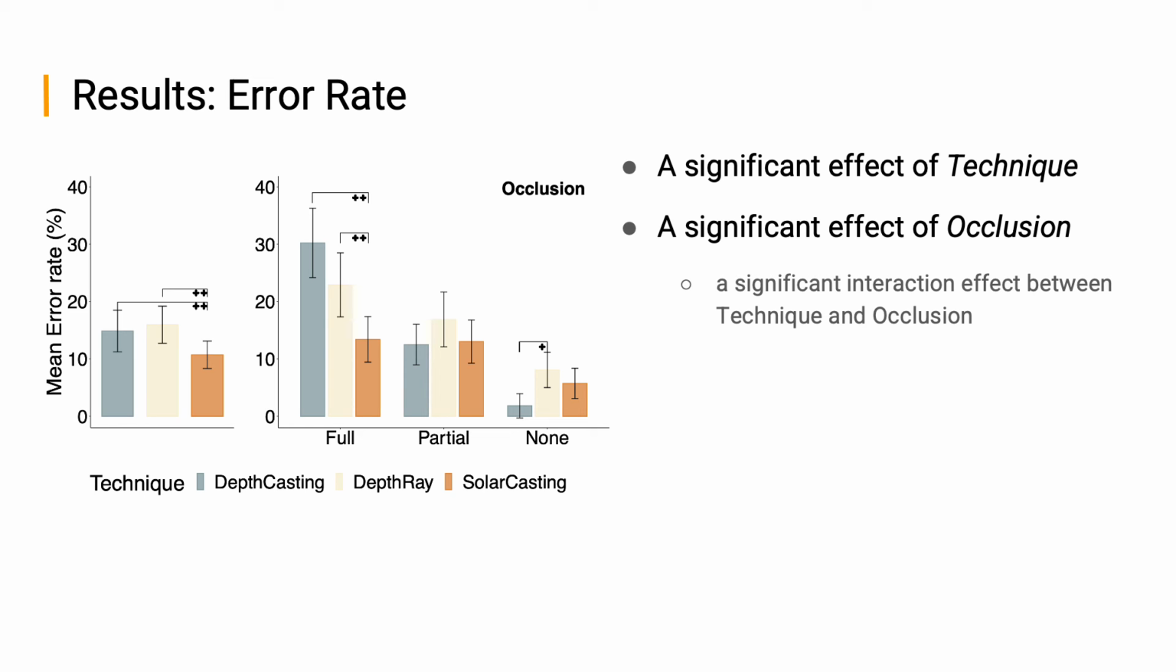We found a significant effect of technique, where solar casting was significantly more accurate than depth casting and depth ray. We found a significant effect of occlusion. Obviously, error rate increased as the occlusion level increased. We found a significant interaction effect between technique and occlusion. While depth casting and depth ray made significantly more error selections in the full occlusion environment than in the partial occlusion environment, solar casting still achieved high accuracy in both environments.